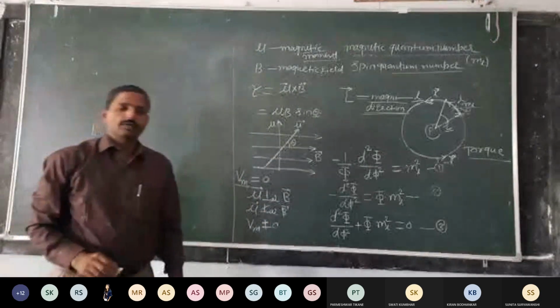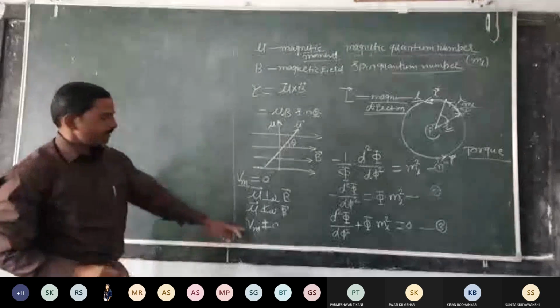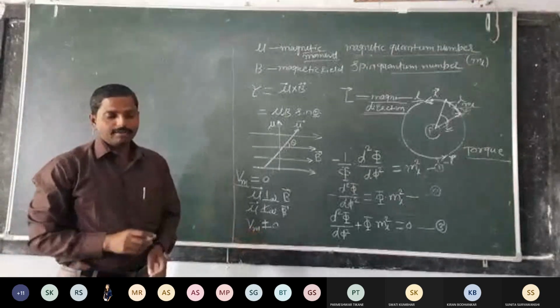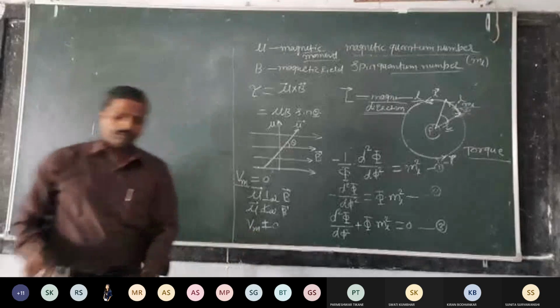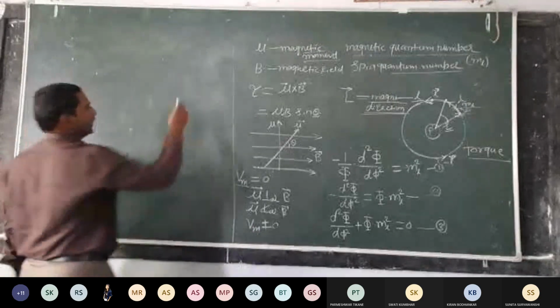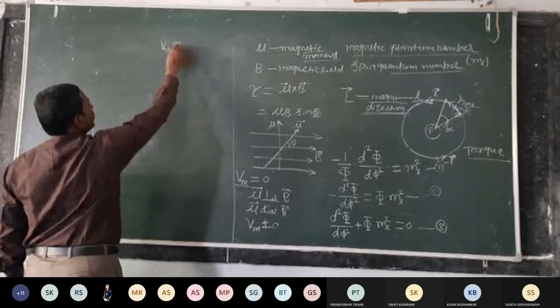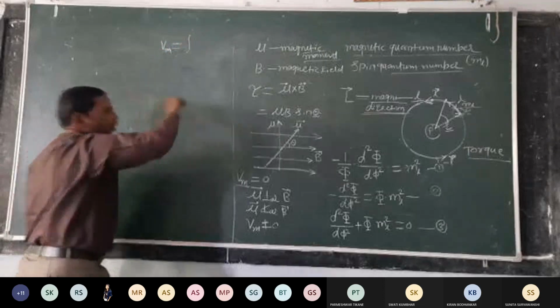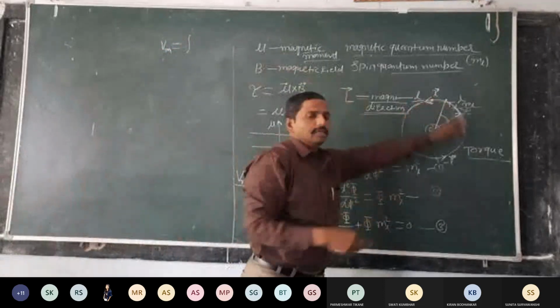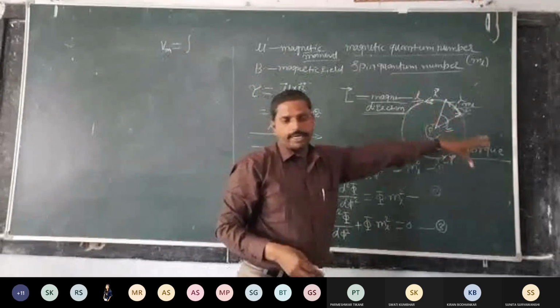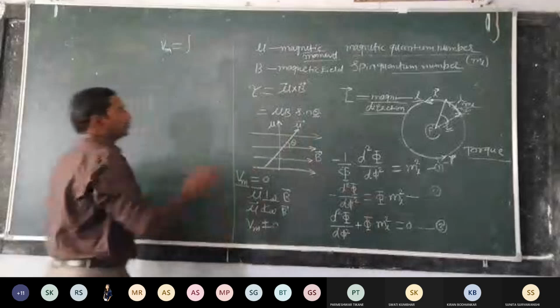Vm is not equal to 0. And once we say that Vm is not equal to 0, then we have to see what the value of Vm is. The value of Vm is equal to the integral over the whole torque of this circular path, the whole torque of the orbit. And how do we find the whole torque?